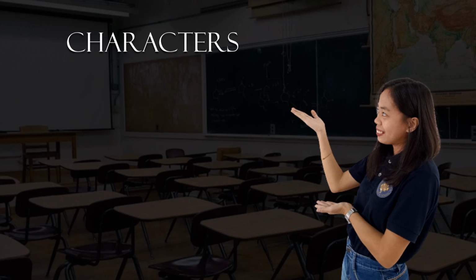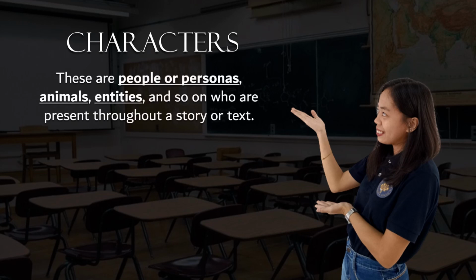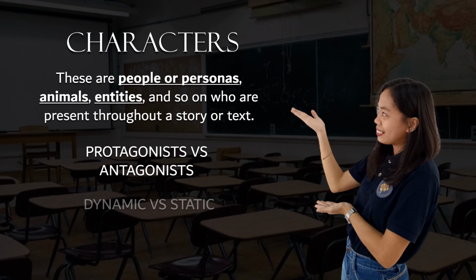In any literary work, conceivable characters are required. These are people or personas, animals, entities, and so on, who are present throughout the story or text. We have protagonists versus antagonists, dynamic versus static characters, and round versus flat characters.